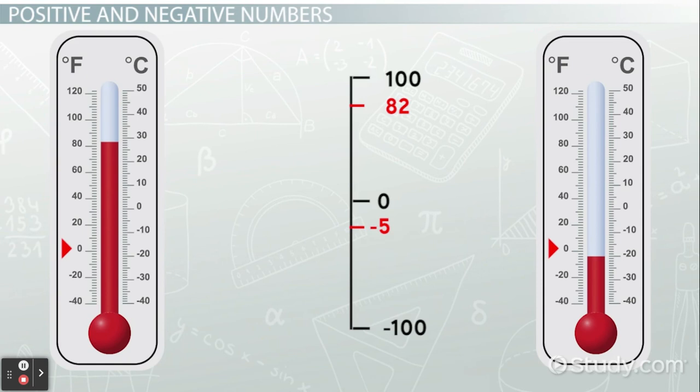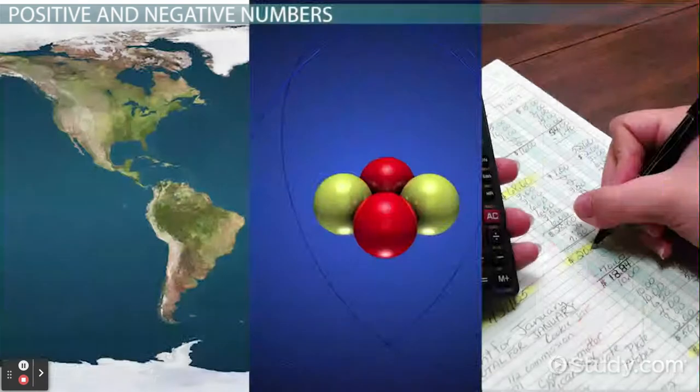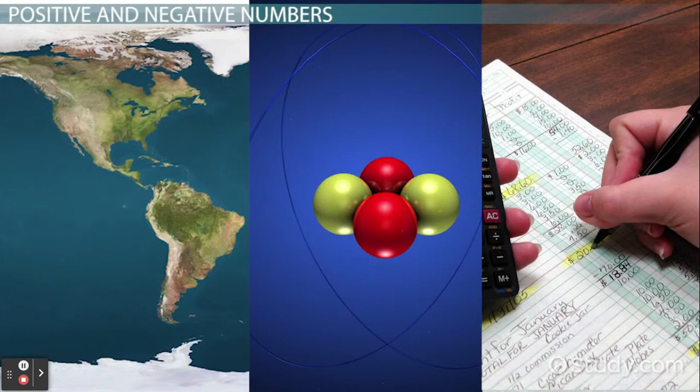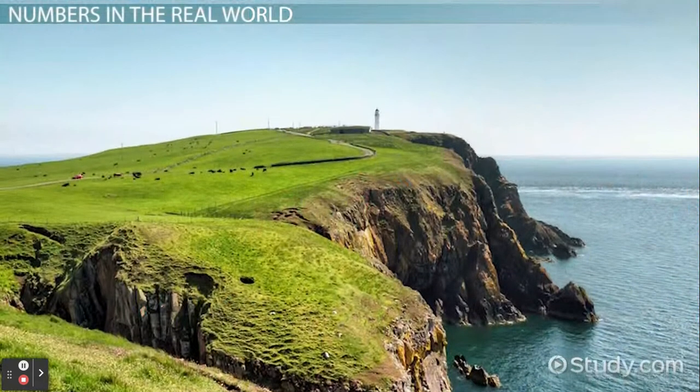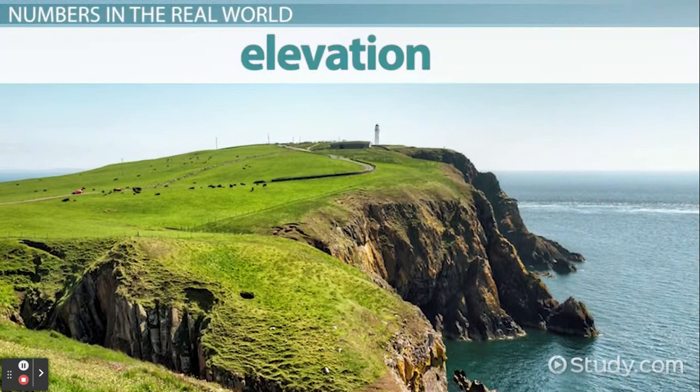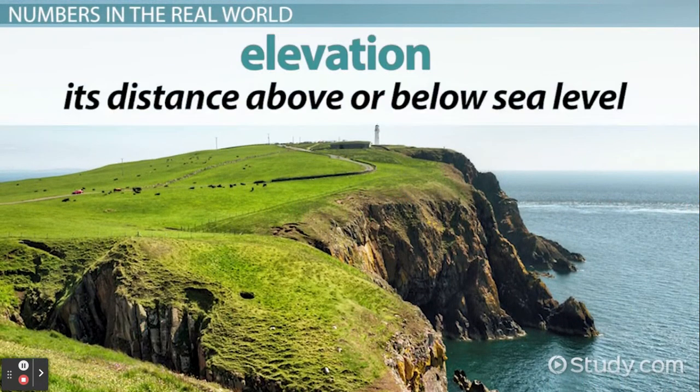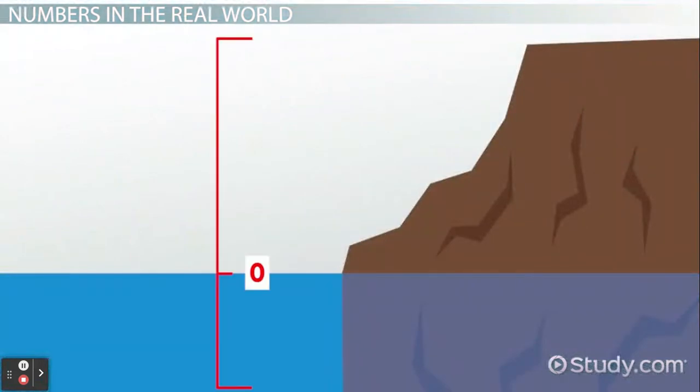Well, that's pretty neat, and guess what? It doesn't end there. Let's explore some other instances of positive and negative numbers in the real world. Another interesting area in which positive and negative numbers show up is elevation. The elevation of a location is its distance above or below sea level. If we consider the fact that sea level has an elevation of zero, you can probably guess which type of number corresponds to above sea level and which type corresponds to below sea level. Since positive numbers lie above zero, they must correspond to elevations that are above sea level.